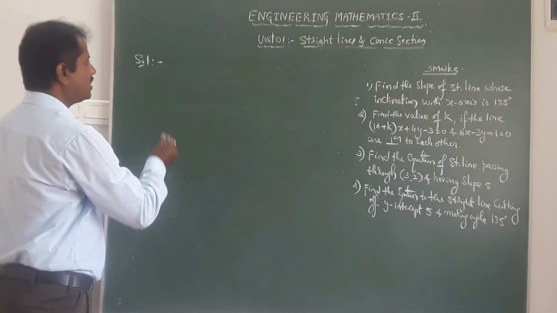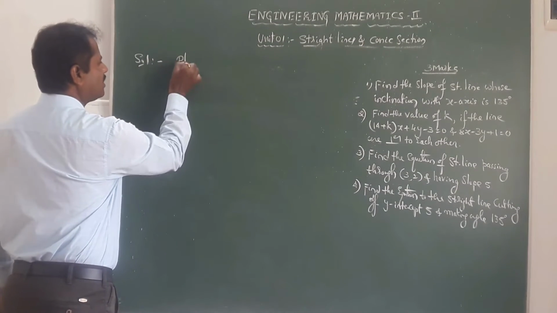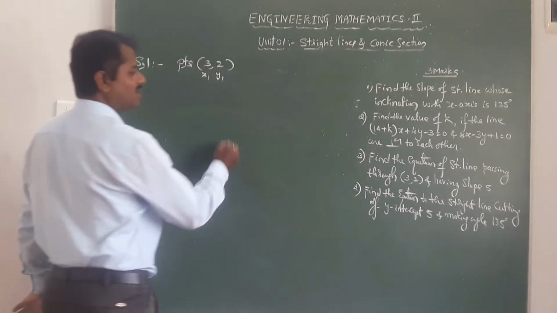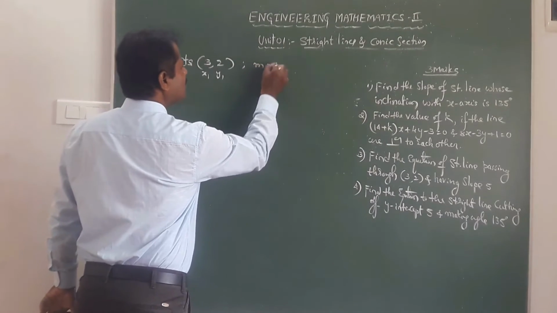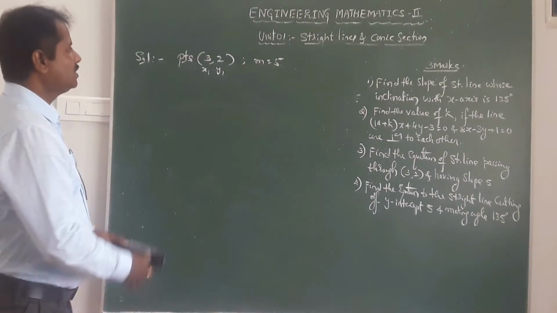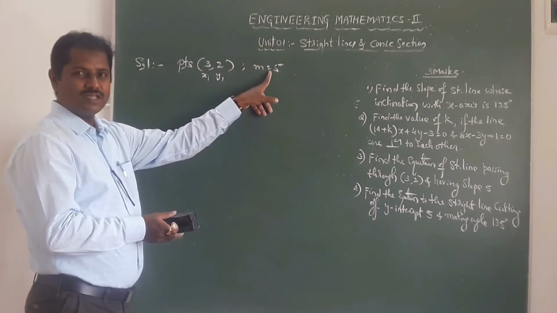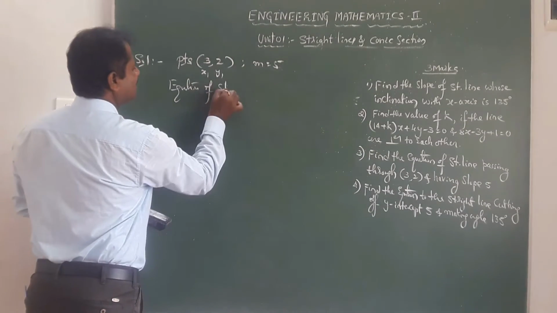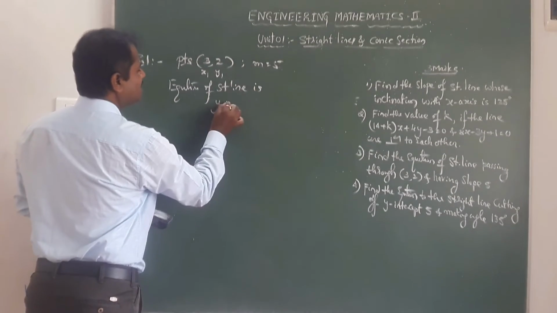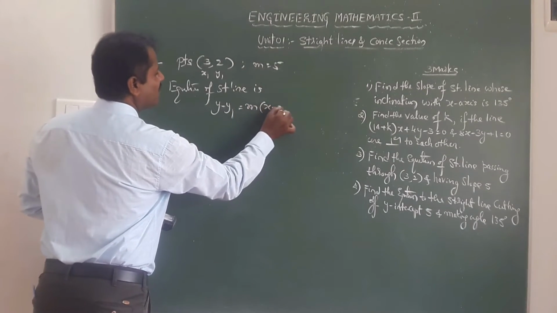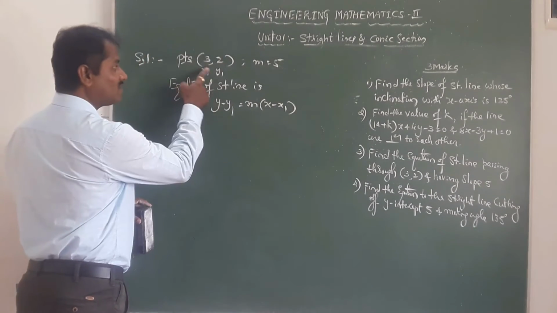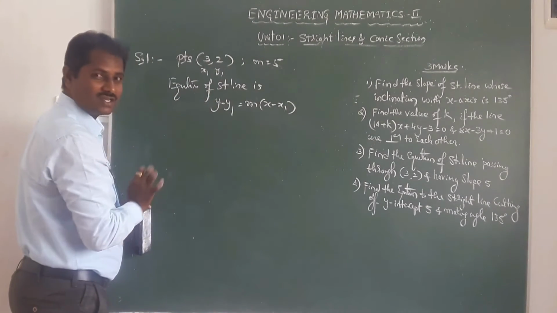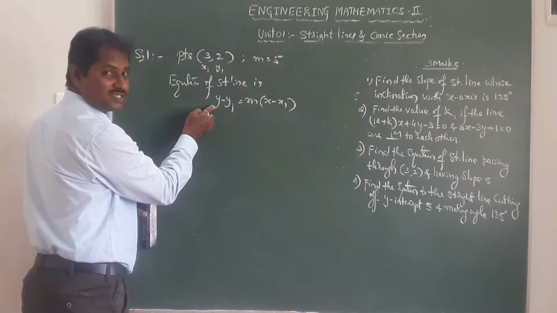As we have said already in the concept, the point is given as (3, 2). We can name these x1, y1, and the slope m is equal to 5. Since the point and the slope are given, the equation of the straight line can be found by using the formula: y minus y1 is equal to m into (x minus x1). Since x1, y1 and the slope are given, we can easily find the equation of this straight line by using this formula.